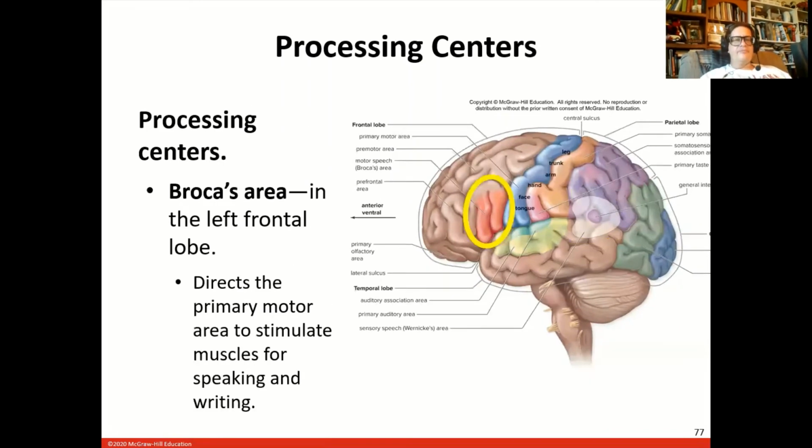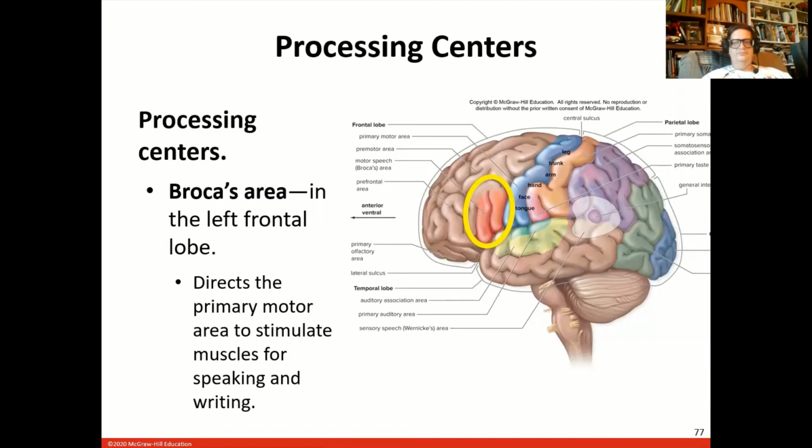Moving on. All right, now Broca's area. Remember we had the motor association area just in front of that big groove? In front of that, near the bottom, is Broca's area. That's the left frontal lobe, and that's muscles for speaking and writing, fine control. So understanding words is on the left side. Writing words and saying words are also on the left side.